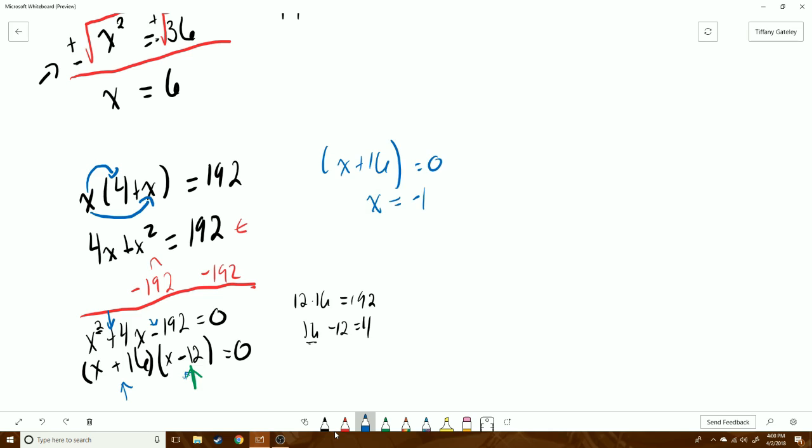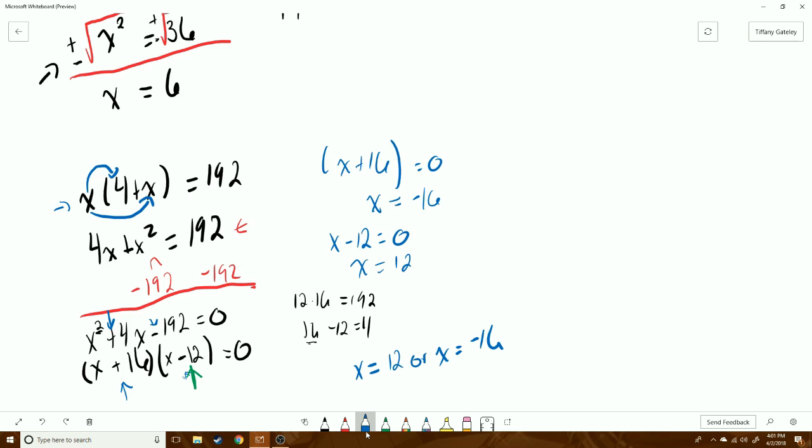X equals negative 16. And then if you do x minus 12 equals 0, you add 12 to both sides and you get x equals 12. So in this equation, your x can be either, so x equals 12 or x equals negative 16. And if you plug that back in to your equation up here, negative 16 or 12 will work. They'll both give you 192.